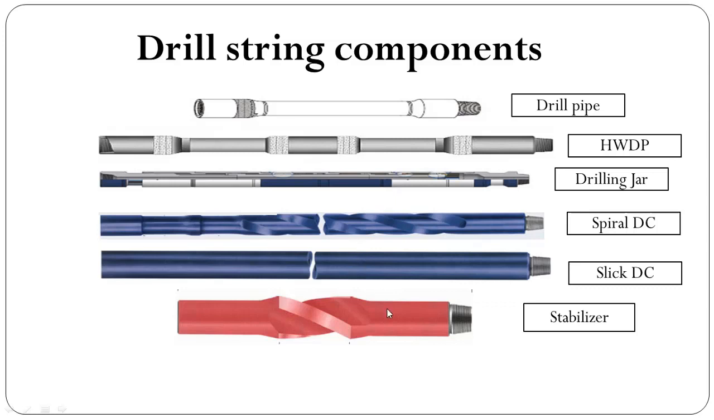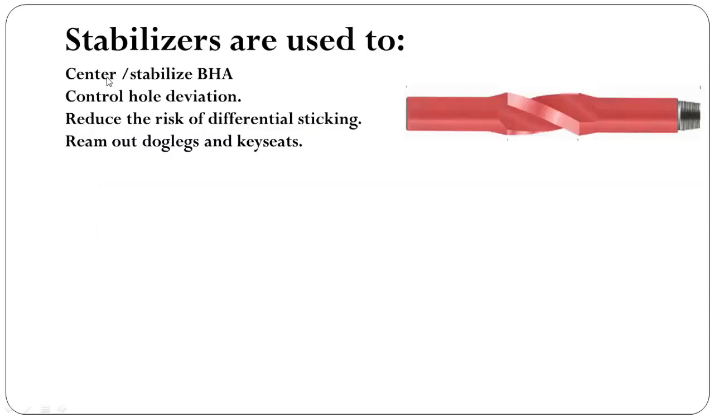Another component of the drill string is the stabilizer. Stabilizers are used to center or stabilize the BHA and control the hole deviation. Stabilizers reduce the risk of differential sticking. Stabilizers can be used to remove dog legs and key seats.